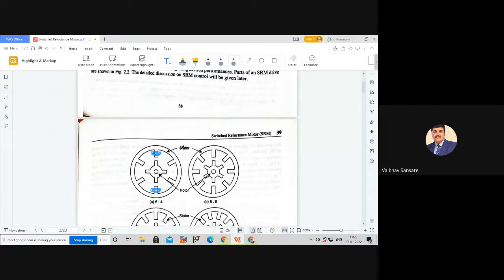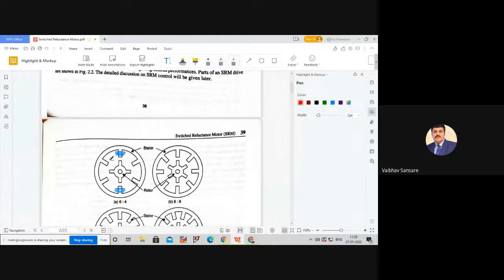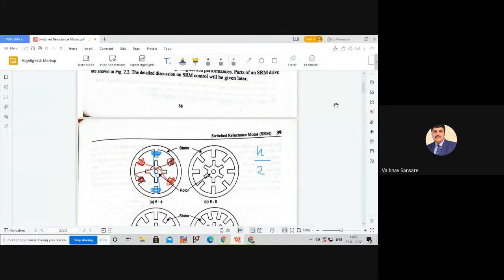Now, the diametrically opposite pole coils are connected in series. Say this is the second coil, this is one coil, and suppose this is the third coil, and this is the fourth coil. We connect these diametrically opposite coils in series so that there will be formation of phases. So, if there is n number of poles on the stator, then the number of phases for that motor is equal to n by 2.